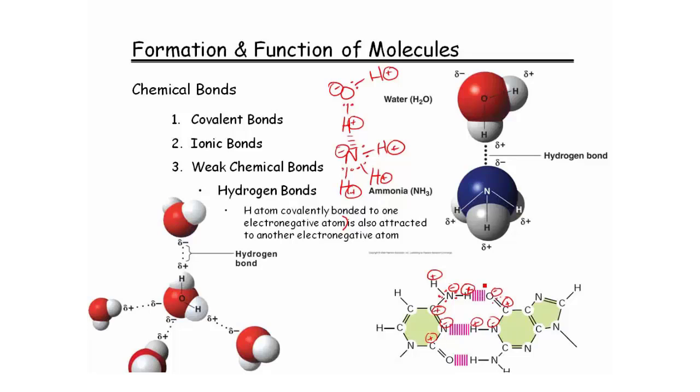Okay, so if we just look, where you have all of the little pink dotted lines representing the hydrogen bonds, you do have a hydrogen covalently bonded to one electronegative atom, so it is a part of a polar covalent bond. It's a little bit positive and it's going to be attracted to an electronegative atom that happens to be a little bit negative. So those are our hydrogen bonds. We're going to see those quite a lot this semester.